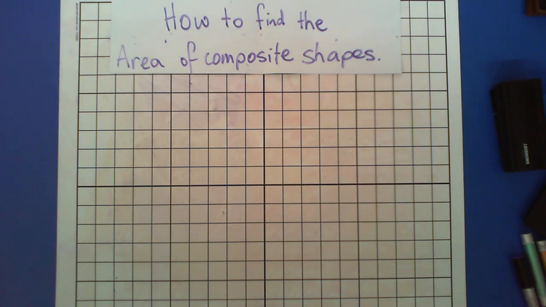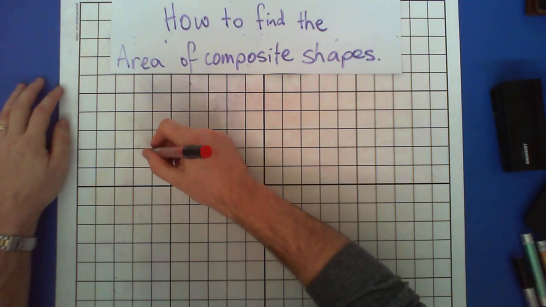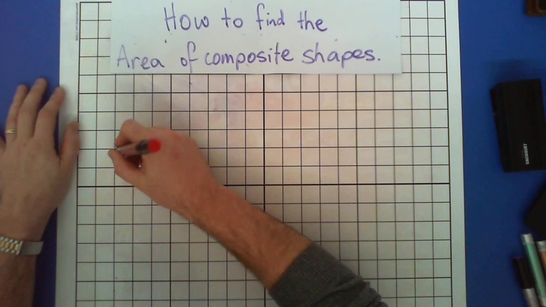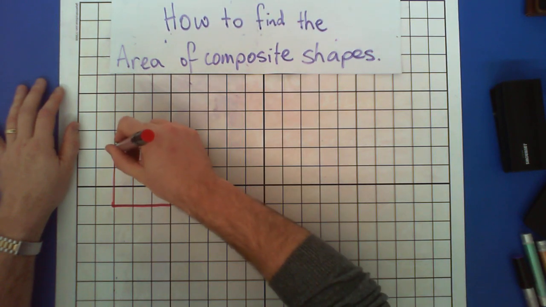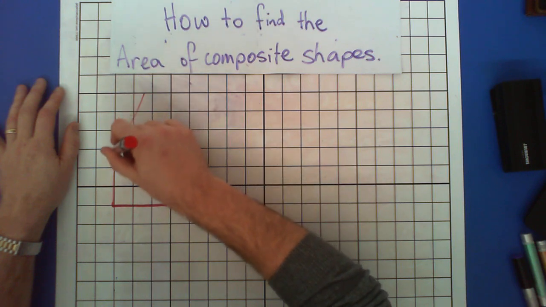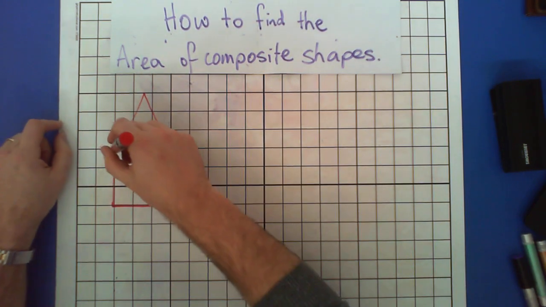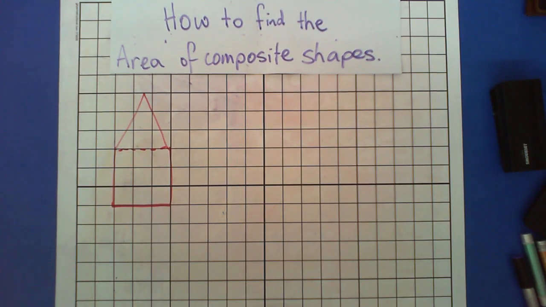Okay, what do we mean by composite shape? A composite shape is a shape that's made up of two or more regular shapes. So for example, we could do the classic house looking design. We've got a square and a triangle joined together to make one shape.